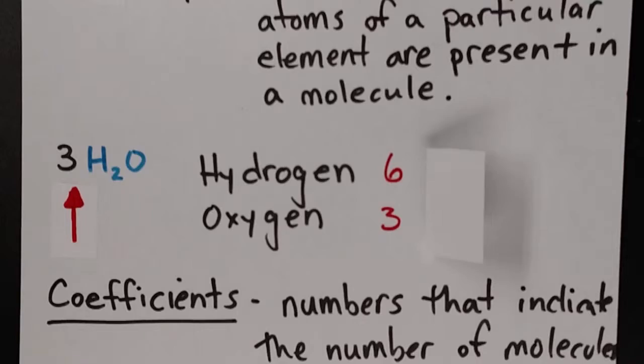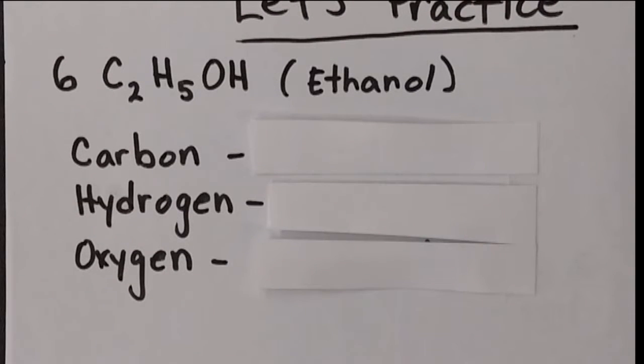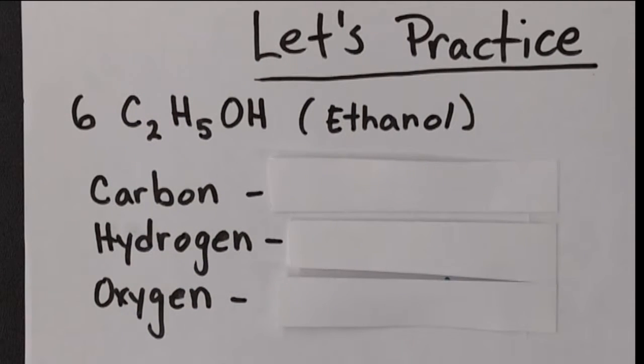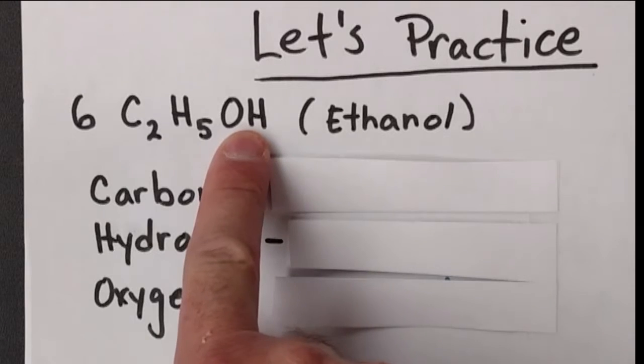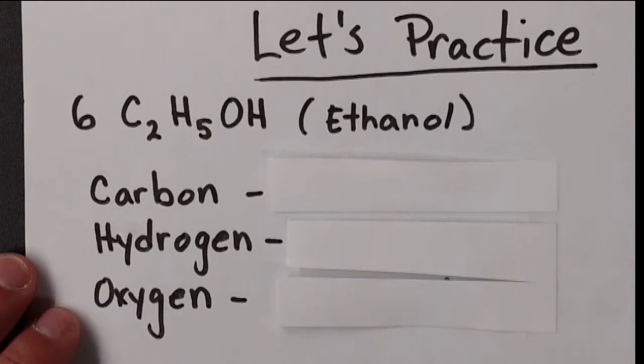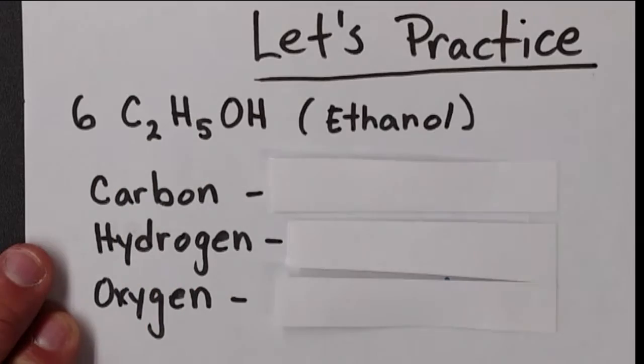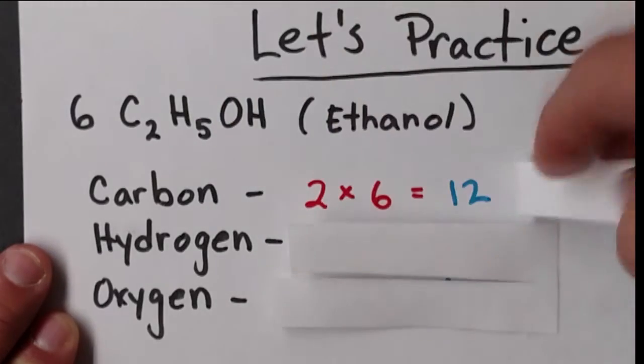So let's go ahead and practice with a couple of problems here. So I have for you ethanol, just C2H5OH, which is an alcohol, which has the OH at the end, which indicates that it is an alcohol, as we discussed in class 4. So let's try and figure out, to start off, how many carbons there are. So 6 times 2 carbons should give us 12.